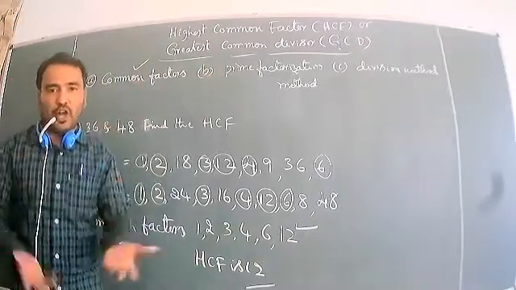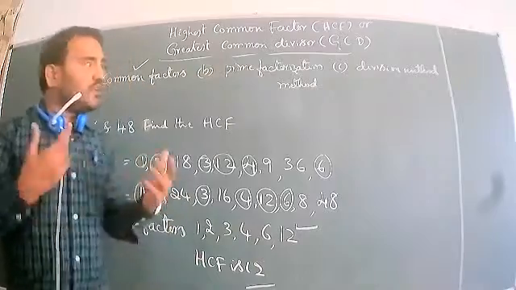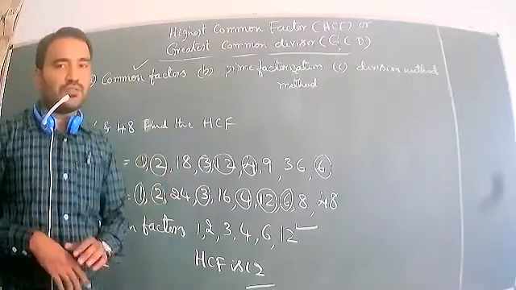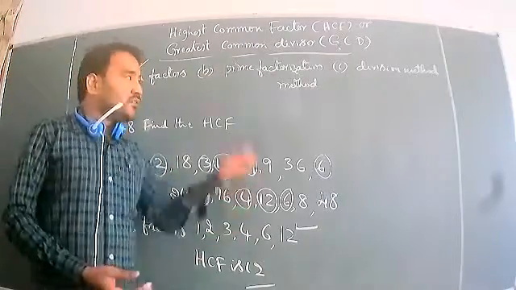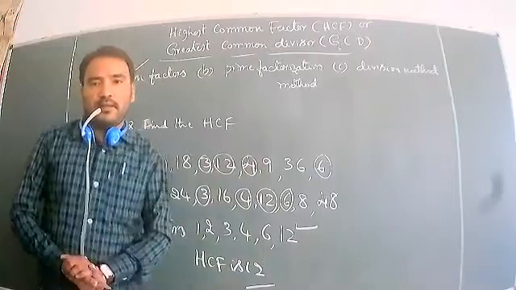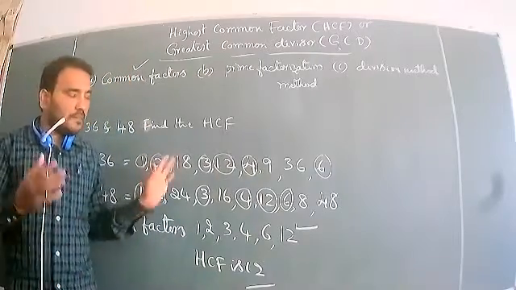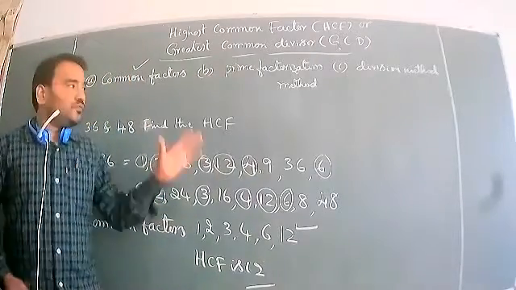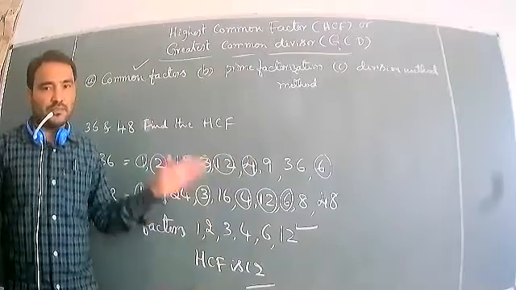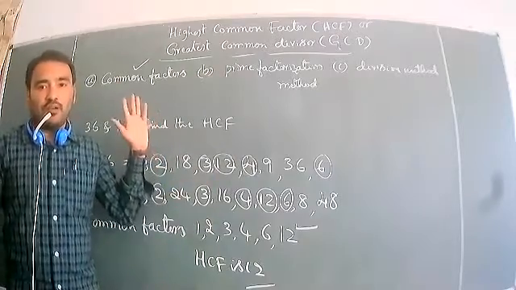In this method, we take the common factors. Which one is common in both the numbers? So we take the prime factors only, and we get the HCF. So this is the answer. Okay, so we should solve using the prime factors. You should follow the common factors.